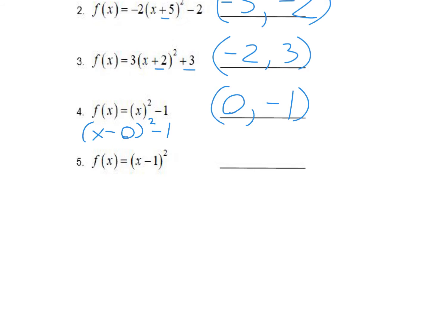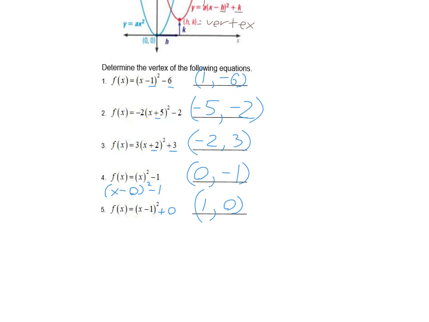Number 5 works in a similar manner. We don't have a listed k value, but technically we're adding 0 to it. So our h value is 1 and our k value is 0. So that's pulling out the vertex from our vertex form equations.